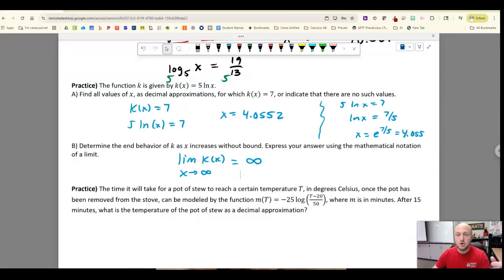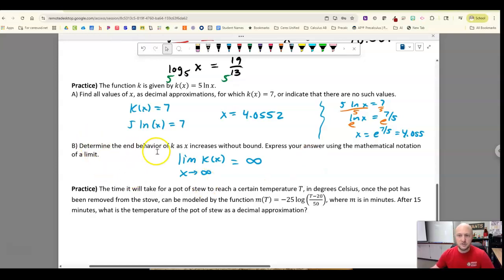All right, you could also do this algebraically. You could go ahead and divide both sides by 5 and then undo the natural log with base e, if you remember that, and you would get e to the power of 7 over 5, which is the exact same value. Okay, so there's your answer.